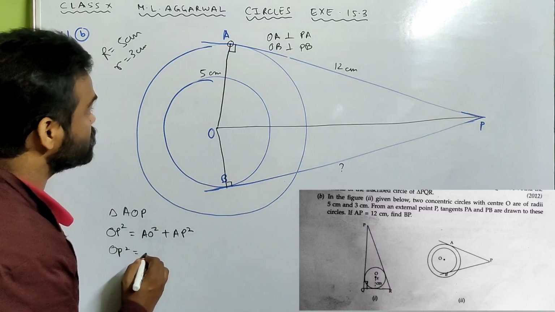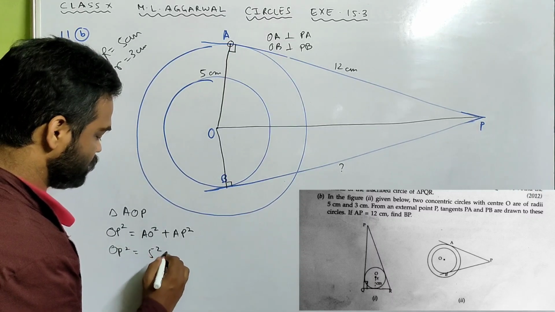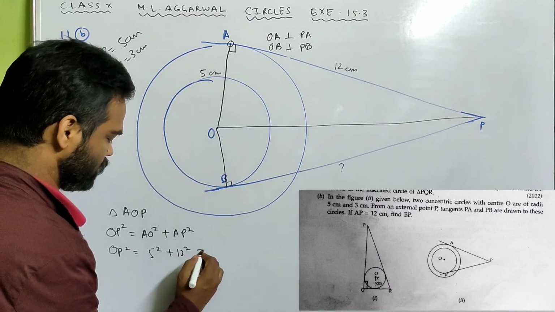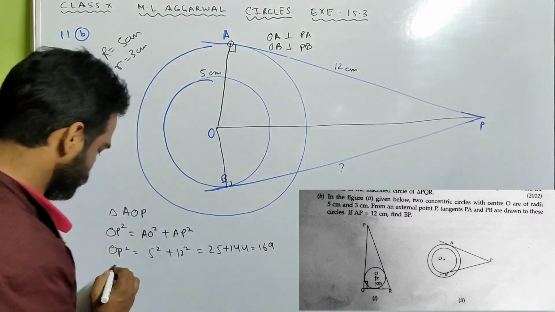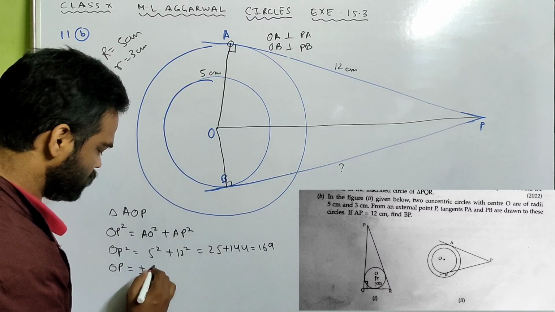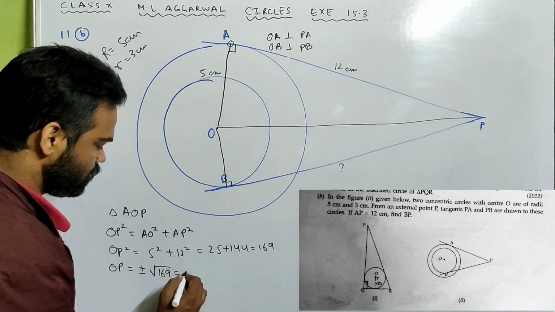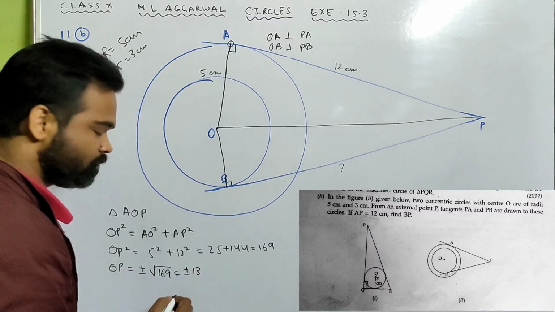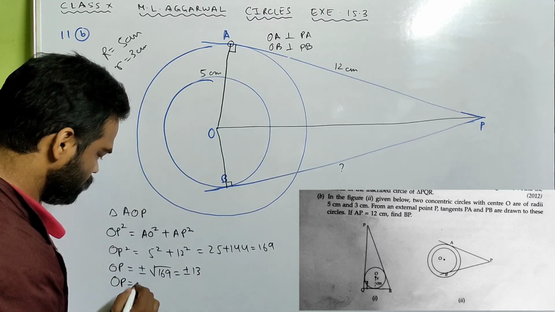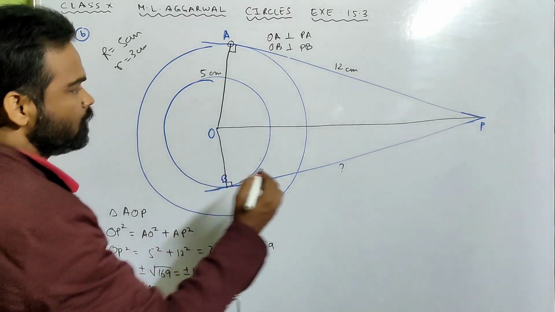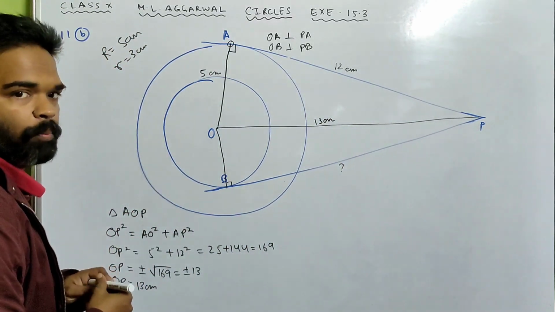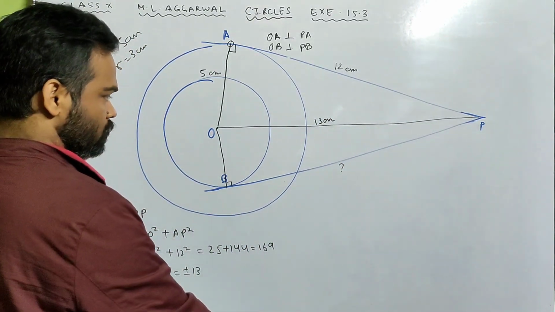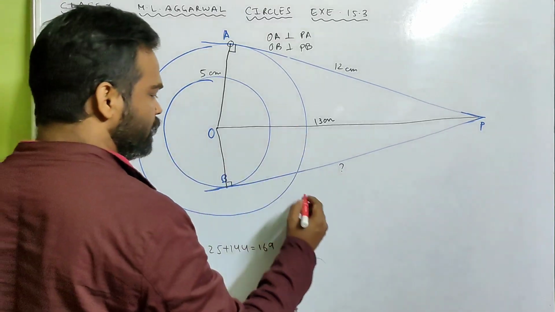So OP square is AO. AO is how much? 5 square plus this is 12 square. That's 25 plus 144. That's 169. So OP will be plus minus root 169. That's plus minus 13. We'll take the positive value because negative not possible. So this is 13 centimeter. Done? We got OP.